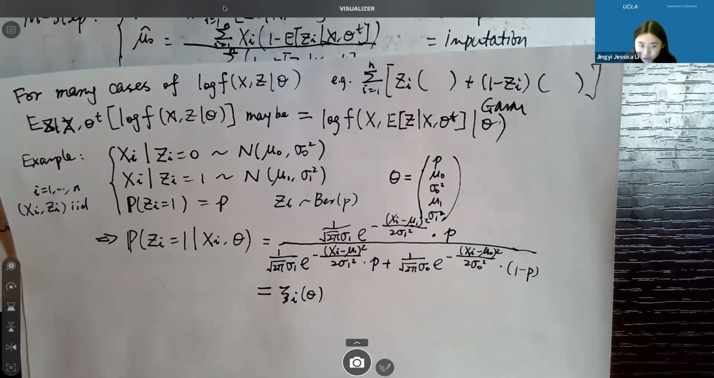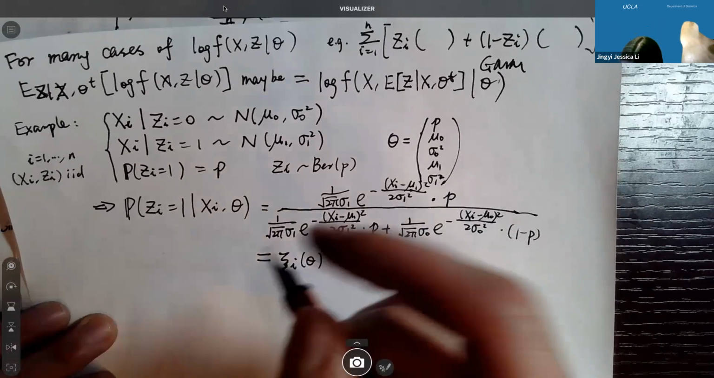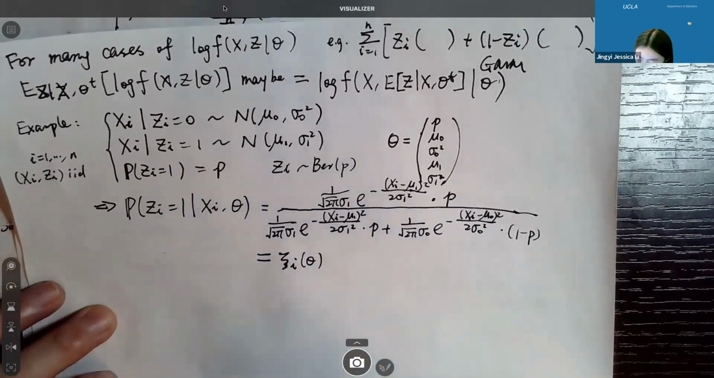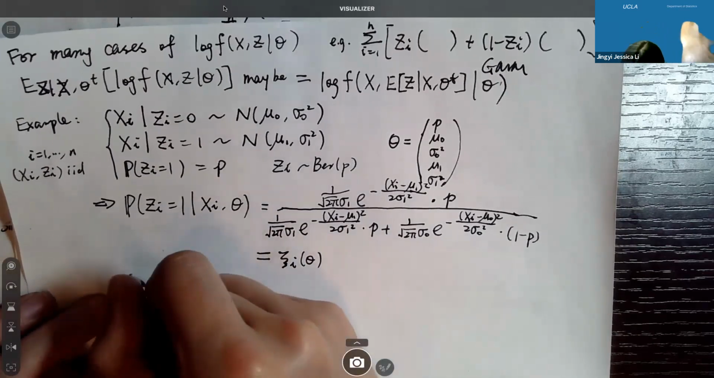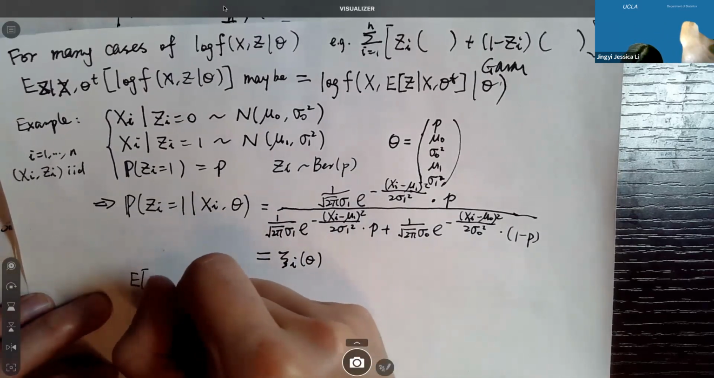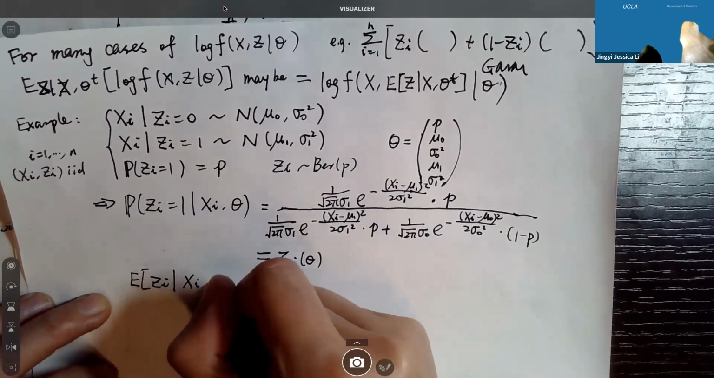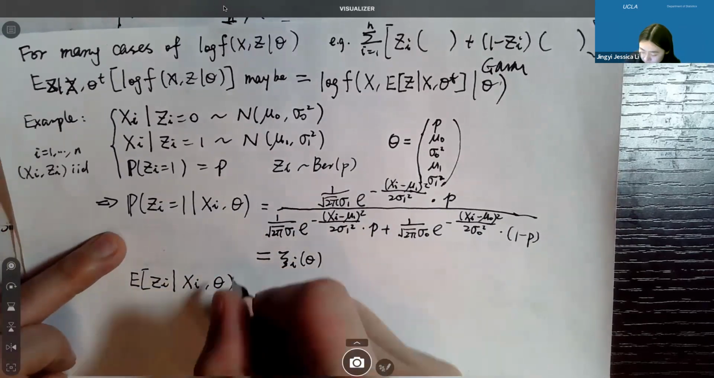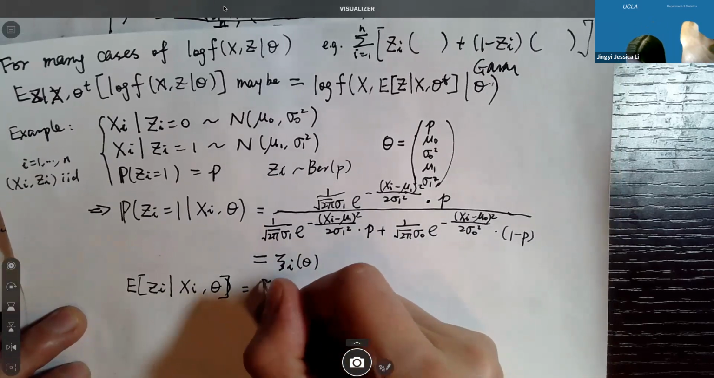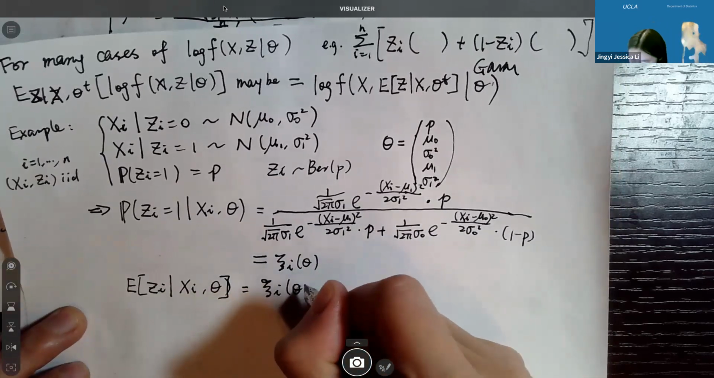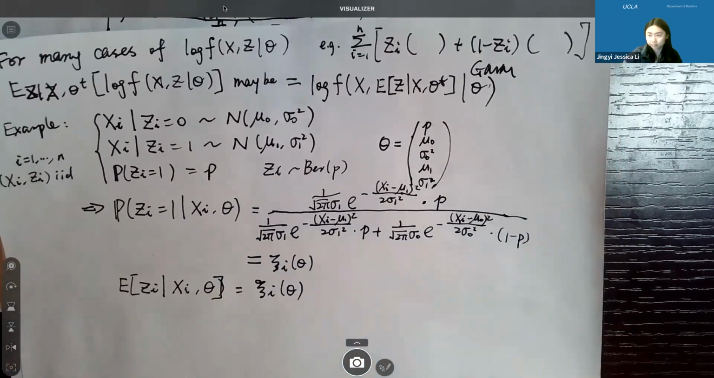So using this notation, we can also see that using the property that Zi is a Bernoulli, only binary values, we have the expectation of Zi given Xi and theta equals this probability. That's the nature of Bernoulli. And this equals psi I theta. Okay, so this is the basis.